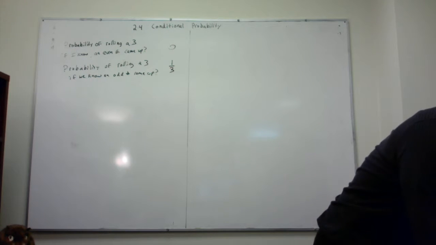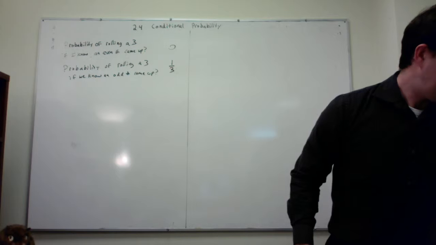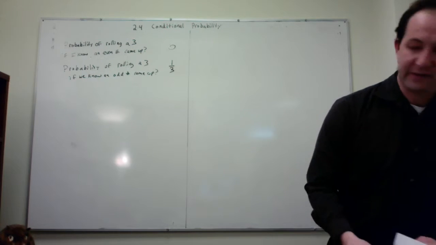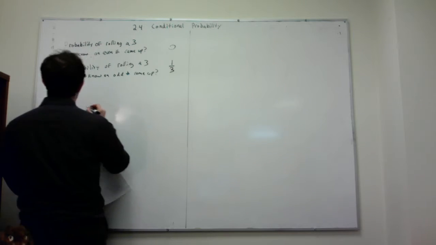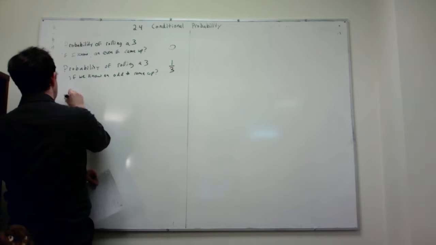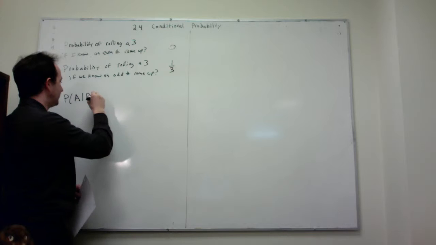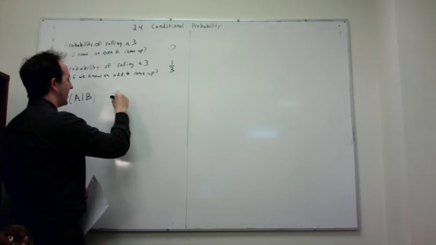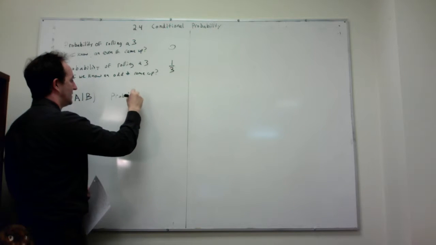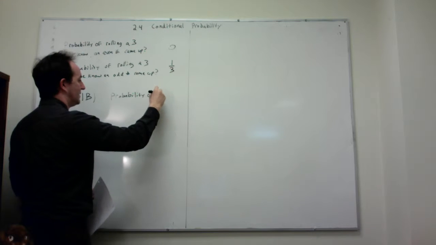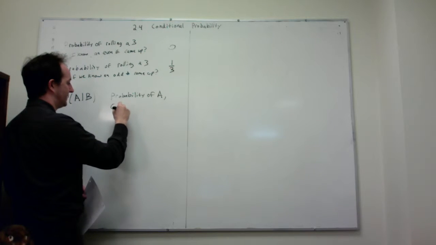Okay, so there's a formal notation for this that we write as follows. So we write this, that P, written this way, is the probability of A conditioned on event B.